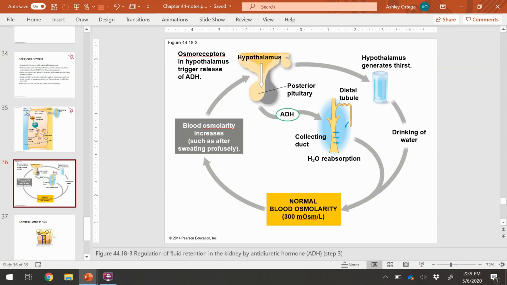And so the regulation process is shown here. This is done through the hypothalamus. Whenever the blood osmolarity rises, such as after sweating profusely during exercise, the hypothalamus will detect the higher level of osmolarity. It will stimulate the thirst region in the brain to stimulate the drinking of water. That will help restore normal osmolarity in the blood, but it also will trigger the posterior pituitary gland to release the ADH hormone. ADH will then bind to the collecting ducts and will take in more water from the filtrate that is going to make the urine. And then from there, it's going to restore the normal blood osmolarity.